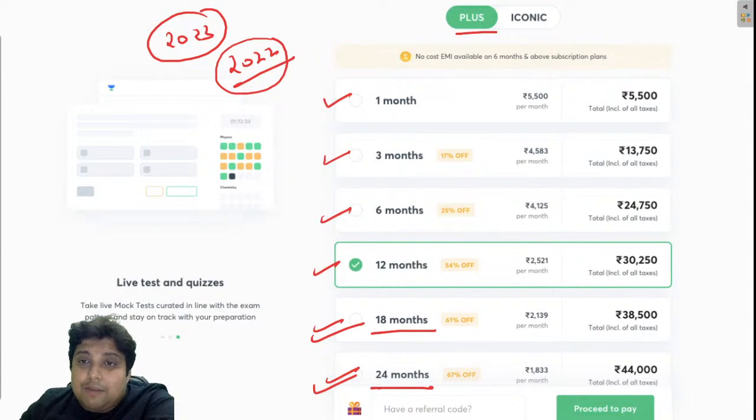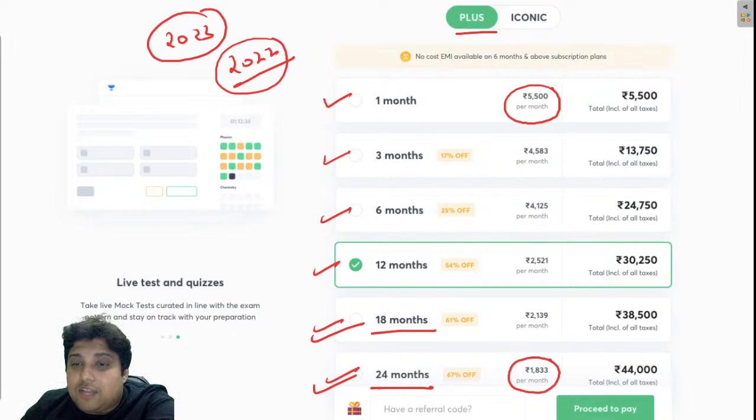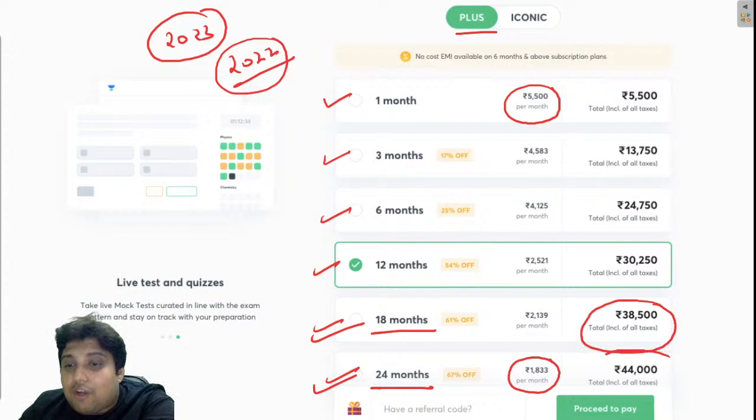Now, you can simply compare that the 1 month package is 5500 per month, but the 24-month package is only 1833 per month, which is like 1/3 of the 1 month package. So you can compare the value in the 24-month package. The entire costs of these 18-month and 24-month packages are 38,500 and 44,000.